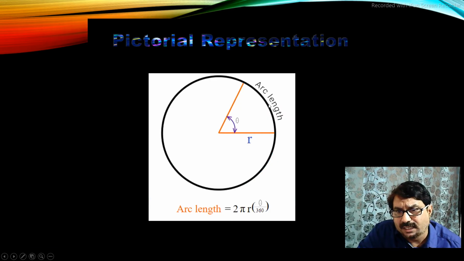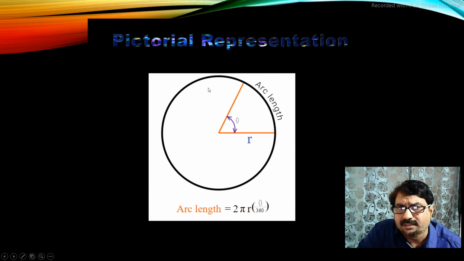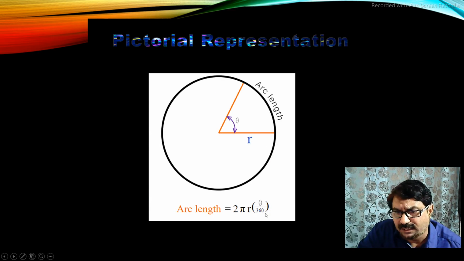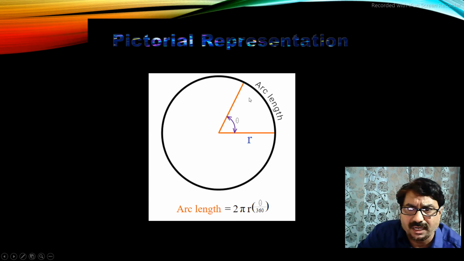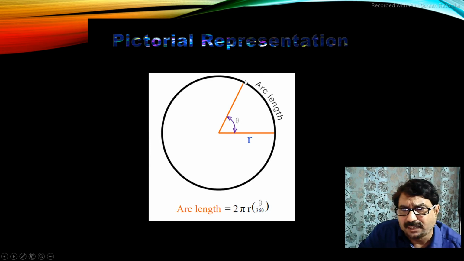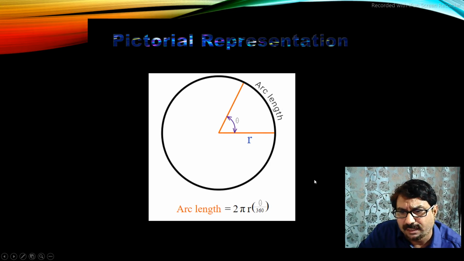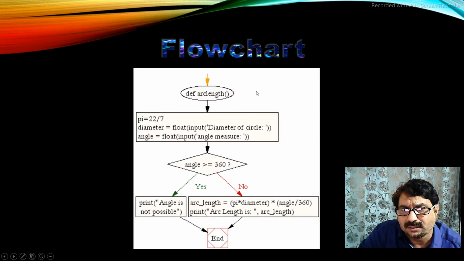A circle has 360 degrees. In the program itself, you will find the condition that even if you enter more than 360, the condition is not satisfied and you get out of the program. That's what I mean. This is the part of a circle. This is an arc actually, and the formula is 2 pi r by 360. That's it. And now this is the flowchart.